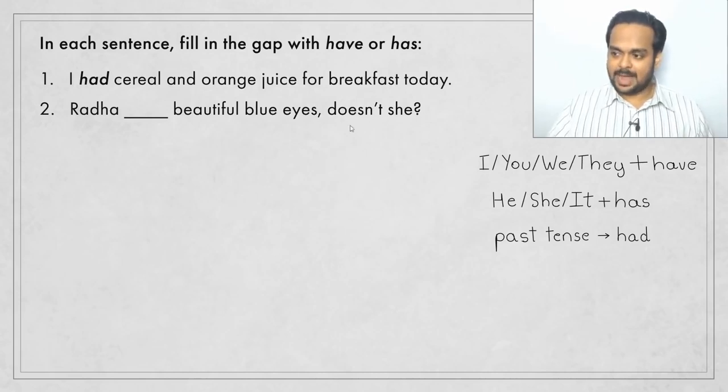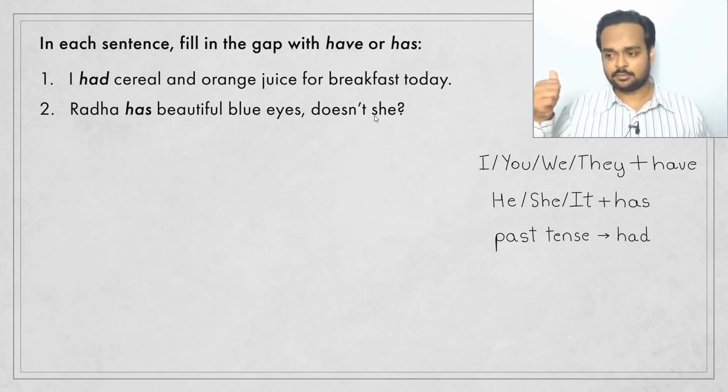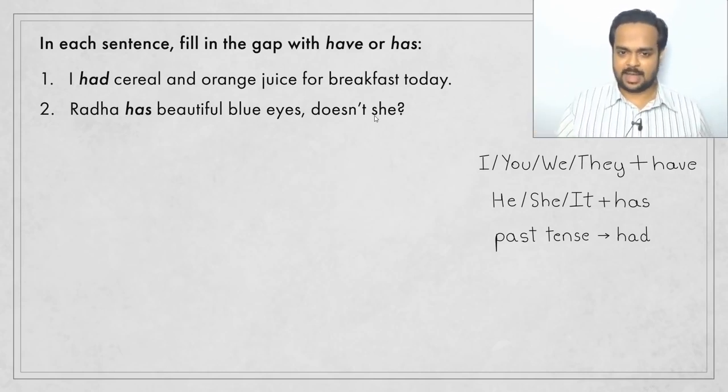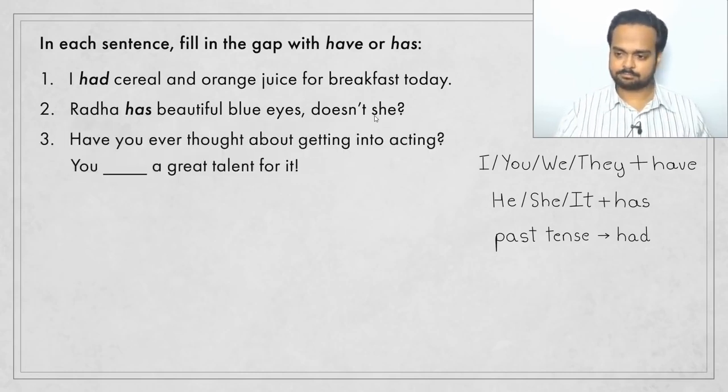Well, the question tag here says, doesn't she? So we are talking about the present. So Radha has beautiful blue eyes. Again, if you think about it, we don't normally say Radha had beautiful blue eyes in the past and now she doesn't have them anymore. That doesn't make sense. So has is correct.